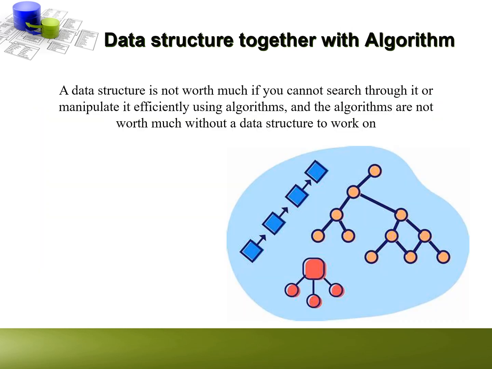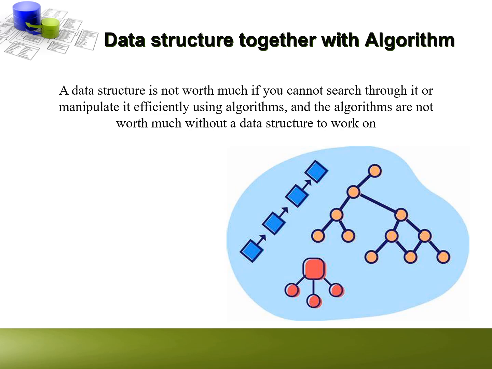Okay guys, now we are going to discuss and learn about data structures together with algorithms. In previous slides, we learned what a data structure is and examples of data structures. And then we learned what an algorithm is and examples of algorithms. But we didn't learn how they work together. If you can remember, I mentioned this earlier. Can you remember this one?